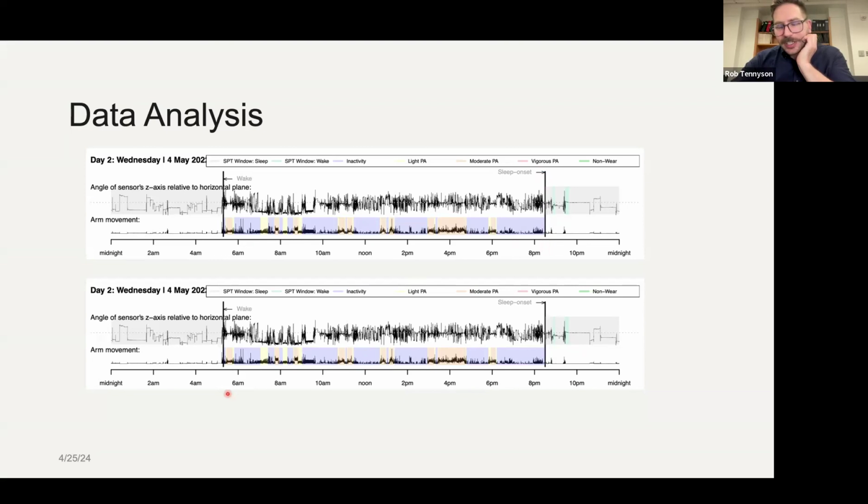I actually accidentally copied the same one twice. So I guess ignore the bottom one because it's just a repeat.